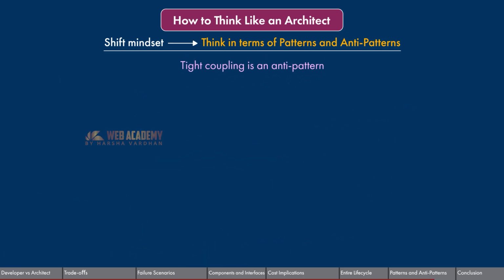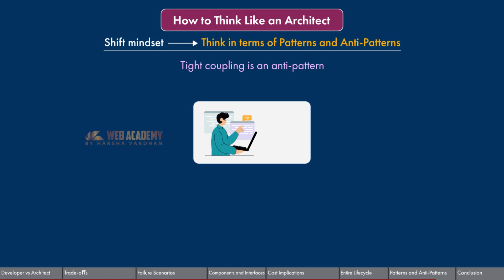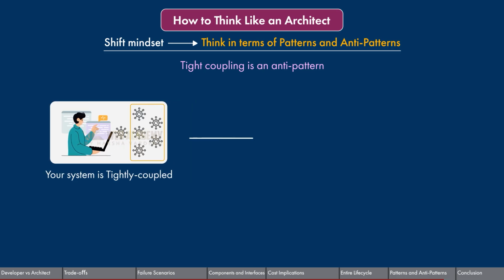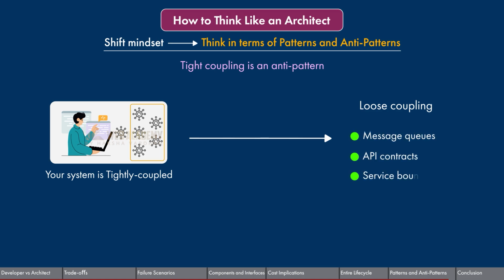Similarly, tight coupling is an anti-pattern. If changing one service requires changing 5 other services, your system is tightly coupled. The pattern to solve this is loose coupling, using message queues, API contracts, and service boundaries. This makes the system more flexible and maintainable.